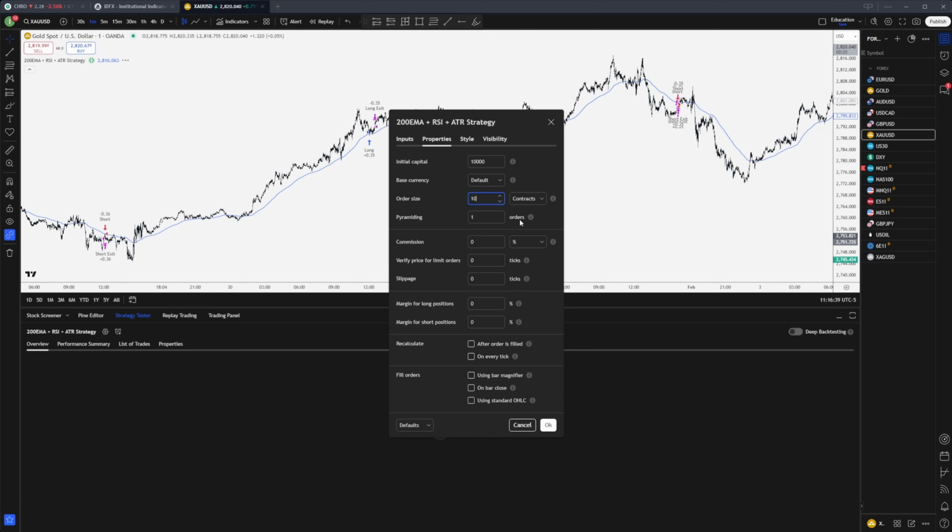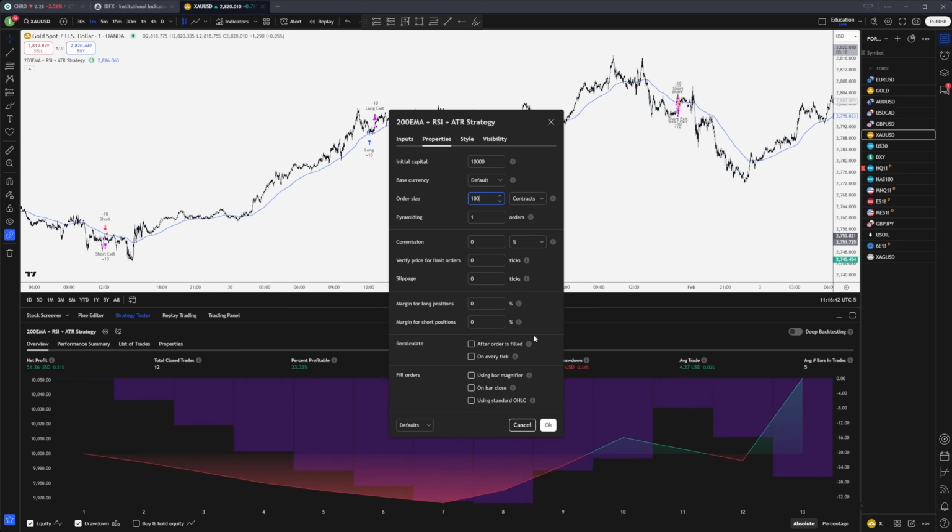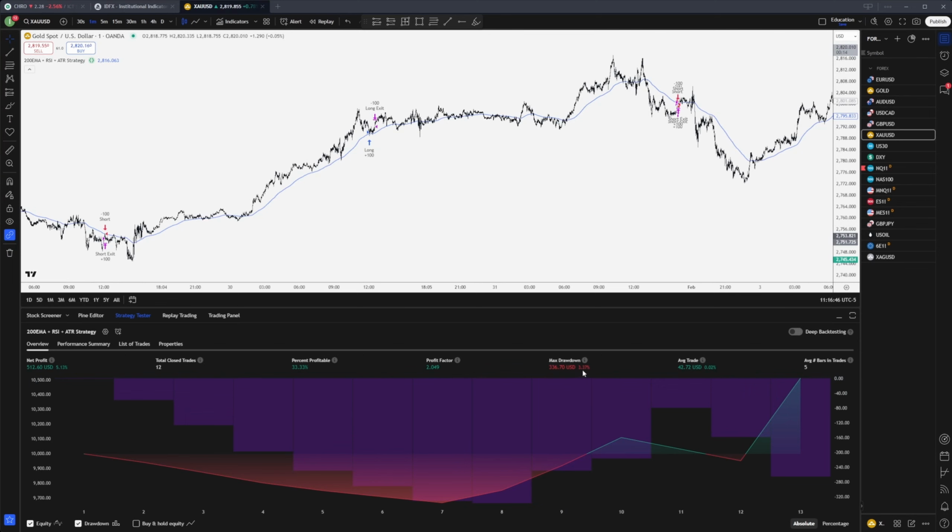We're going to go to contracts. We're going to say we are trading 100 contracts here. As you can see, we have a drawdown of 3.37% and a net profit of 5%. So honestly, this is a profitable system. We could even pass a prop firm with this already, right? As is, as we just pasted it in here.